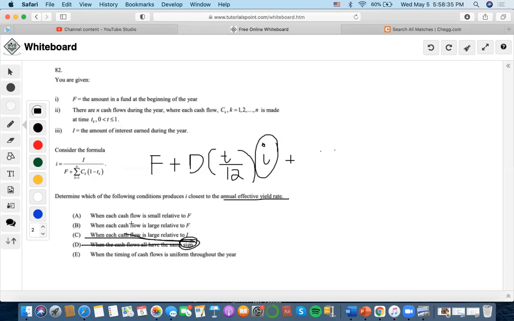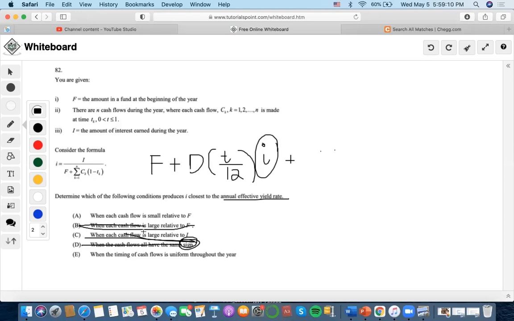So the next one is when each cash flow is large relative to F. Again, I feel like this would make a huge fraction. Interest earned could relatively be large or small, but when each cash flow is large relative to F, I feel like it would play a part in not making our annual effective yield rate closest to I. So B is out.